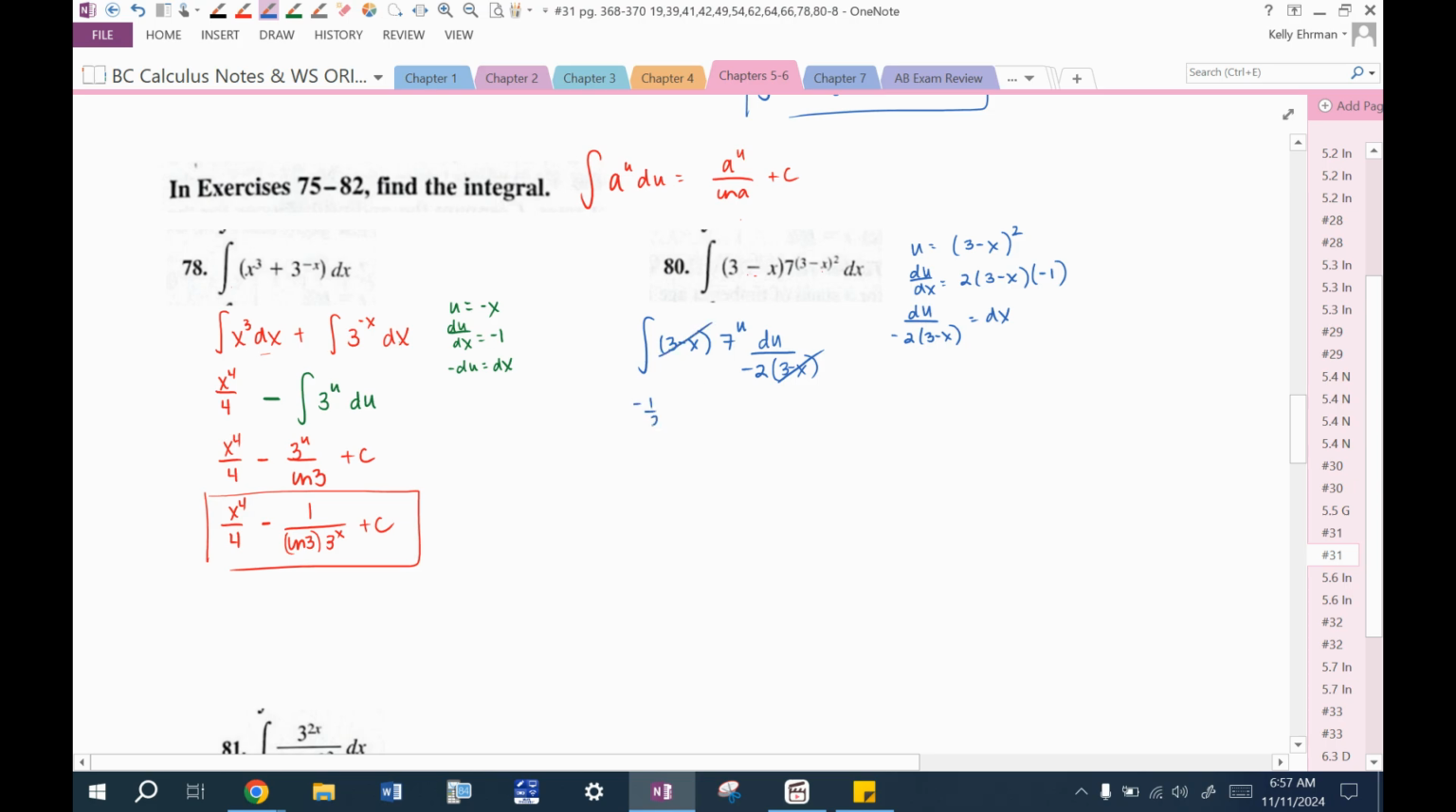Let's bring a negative 1/2 out in front of the integral. So this is negative 1/2 times 7 to the u. So I'm going to say 7 to the 3 minus x quantity squared divided by natural log of 7 plus c. I'm not going to work on simplifying that, just in interest of time.